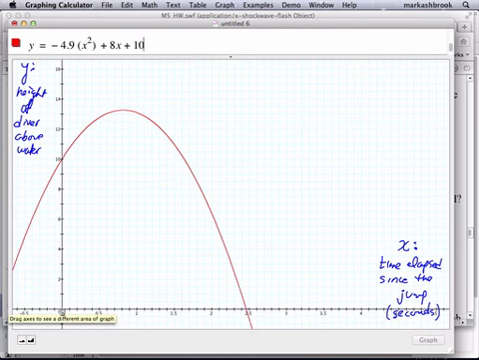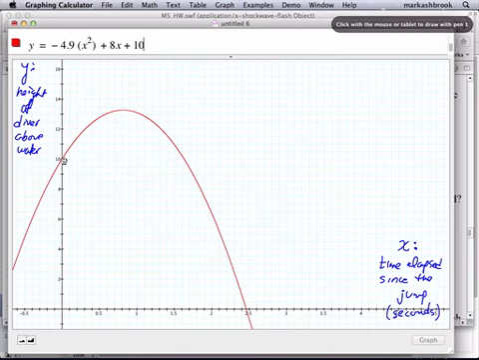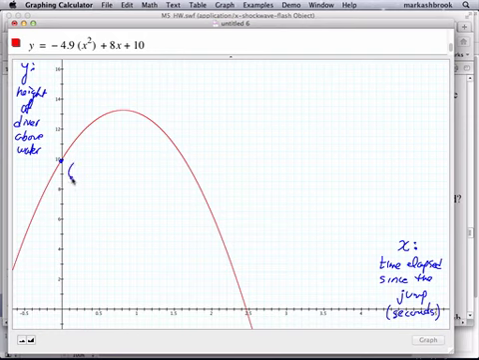All right. So then it asks, how long will it take? So let's look at some key points on this graph. So there's a key point here. What ordered pair is that? 10, 0. 0, 10. Which is it? 0, 10. And exactly what does that ordered pair mean?